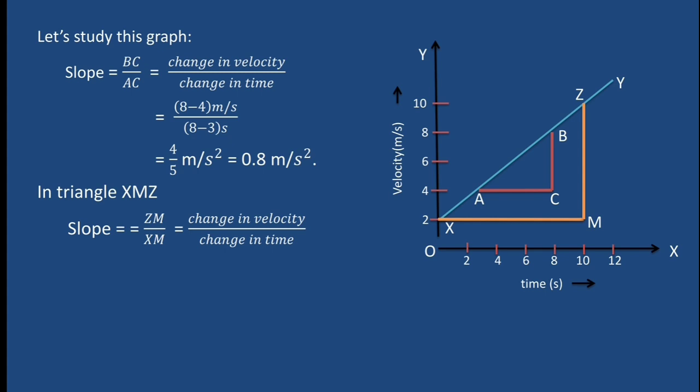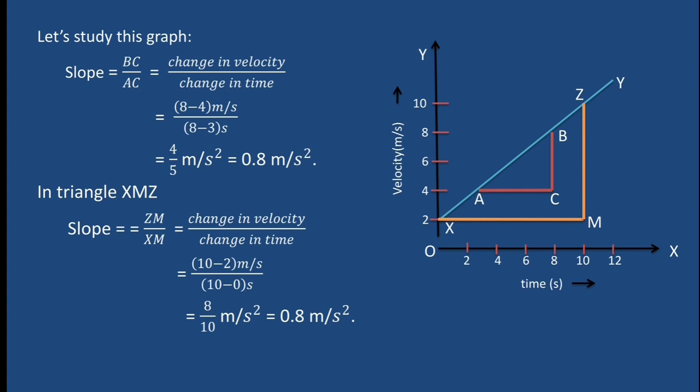Now ZM is the change in velocity in order to take the object from point X to point Z, and XM is the corresponding time taken for the object for that particular change in velocity. So we can write ZM is equal to velocity at the point Z, that is 10, minus velocity at the point M, that is 2, and XM is equal to time corresponding to point Z, that is 10 seconds, minus time corresponding to point X, that is 0 seconds.